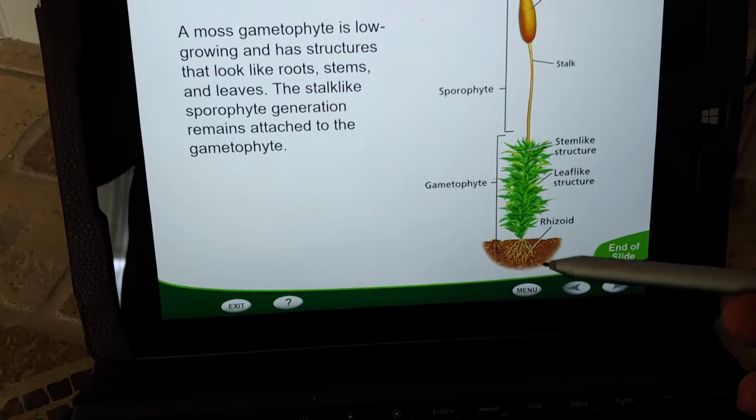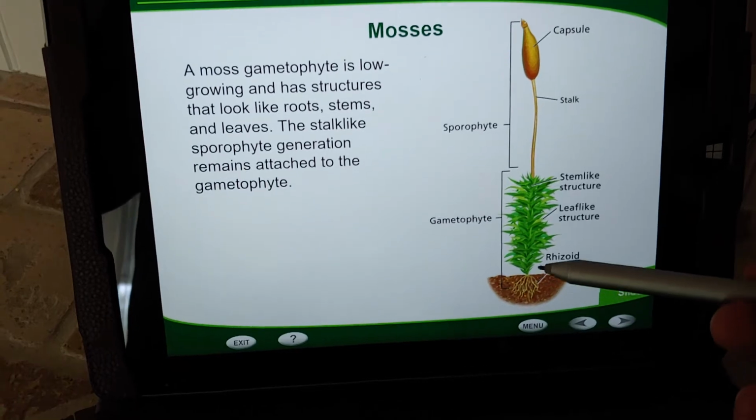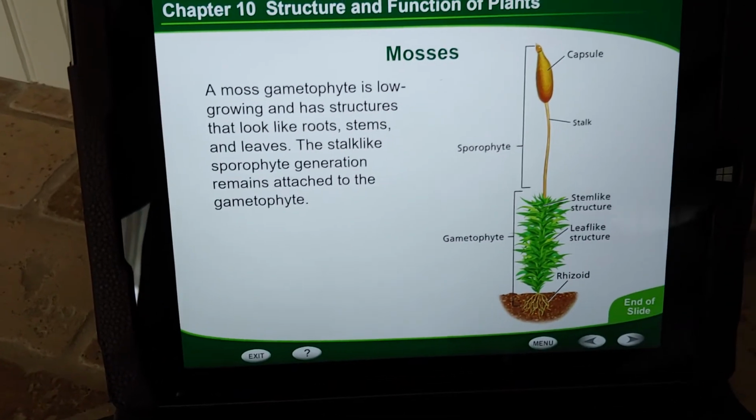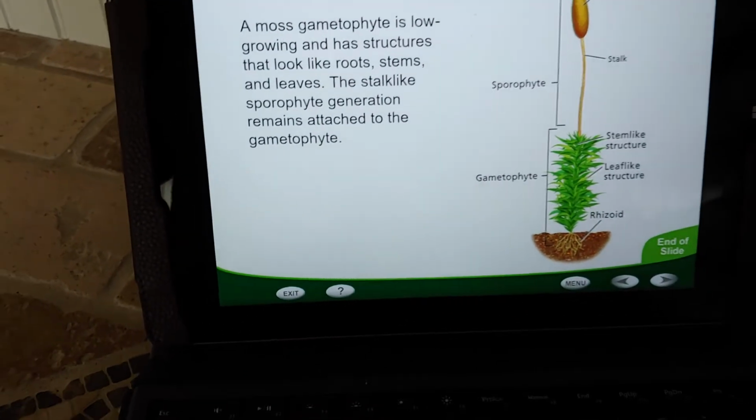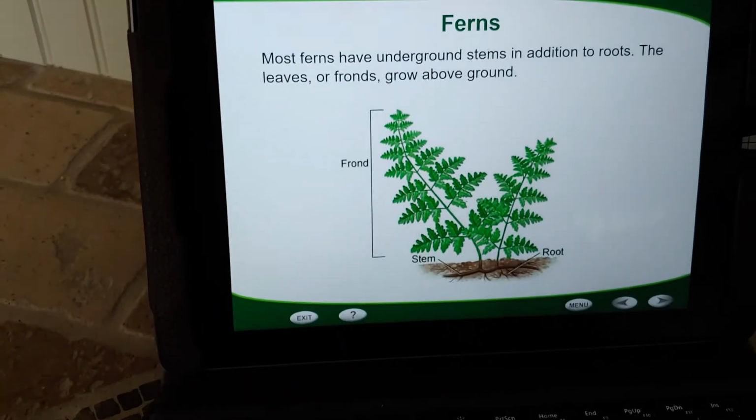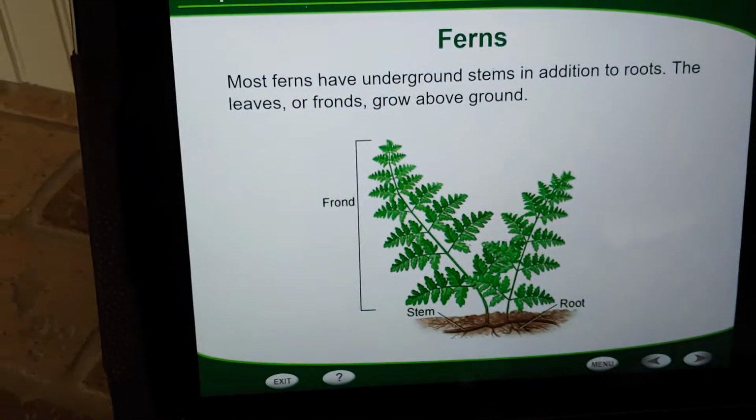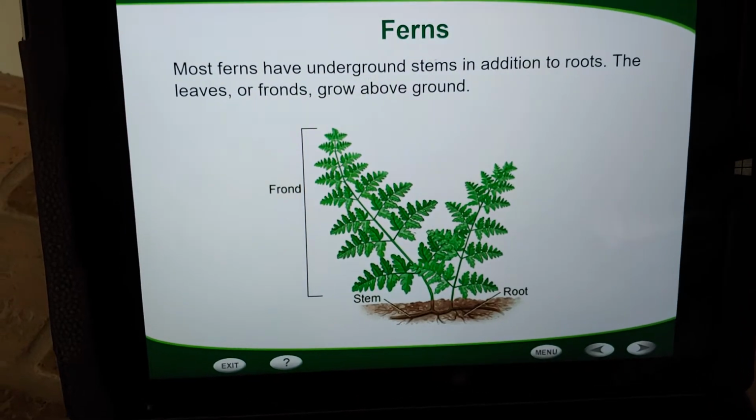This rhizoid, think of it as a very weak root. Mosses can be easily pulled from the ground. So this doesn't anchor it as well as modern day roots. The next one is ferns, and I mentioned you probably have this growing inside your house.